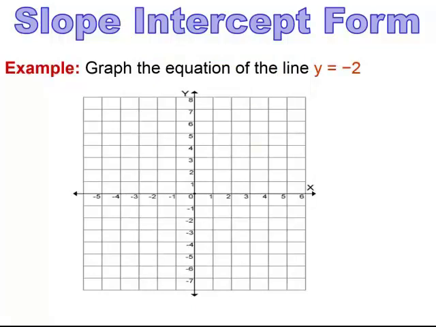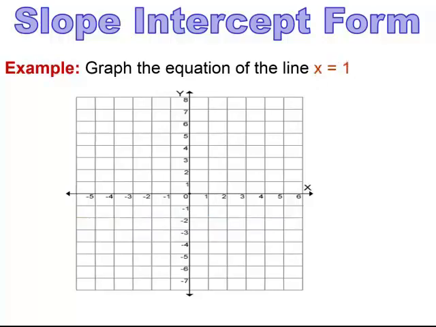We're asked to graph the equation of the line y equals negative 2. The slope of y equals negative 2 is equal to 0. So when the slope is 0, that means I'm going to have a horizontal line. I go to where y is negative 2 and I draw my horizontal line.